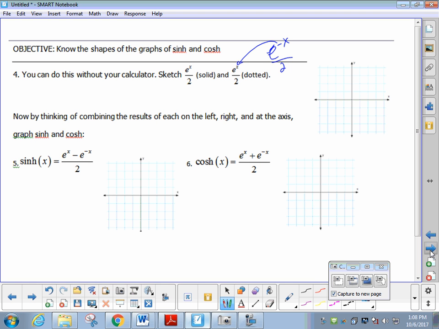e to the x over 2, what does it look like? Where's it cross the axis? At 1/2. And it would still be exponential, maybe grow a little slower, but still look something like that, right? Okay, the e to the negative x over 2, how would it go? Same way above the x-axis, but flipped across the y-axis like that, yeah? Okay.